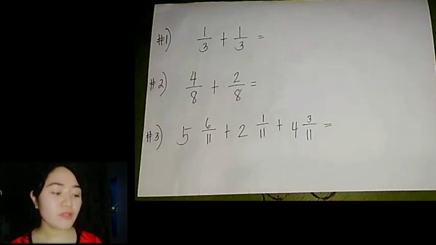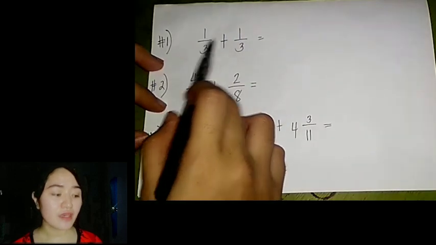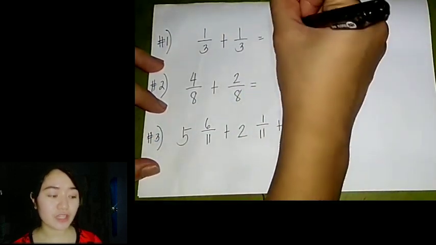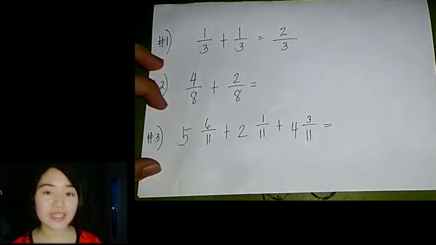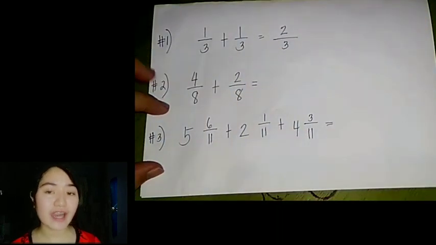So sa number 1, 1/3 plus 1/3. So since similar fractions sila, we can now add the numerators. So 1 plus 1, that is 2. And then copy natin yung 3 na denominator nila. So the answer is 2/3. And then mapapansin nyo kasi wala nang number na pwedeng ma-divide sa parehas na 2 at sa 3. Kaya ayan na yung simplest form.